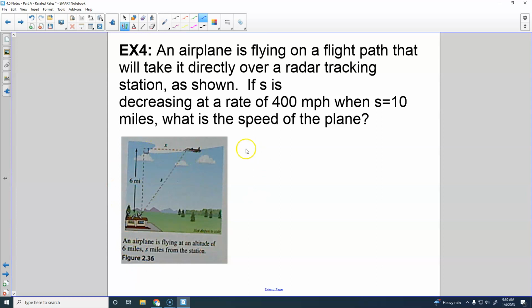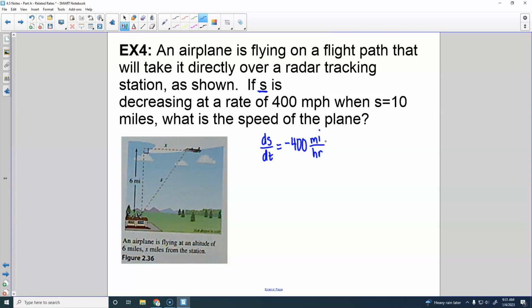So let's try to piece together what they want. S is decreasing at a rate of, I'm sorry, not 600, it's 400 miles per hour. What does that tell us? What variable is that? ds dt equals what? Negative 400 miles per hour. I'm going to do units in this problem, so I'm going to write it mi over hr, because it makes it easier to deal with your units.